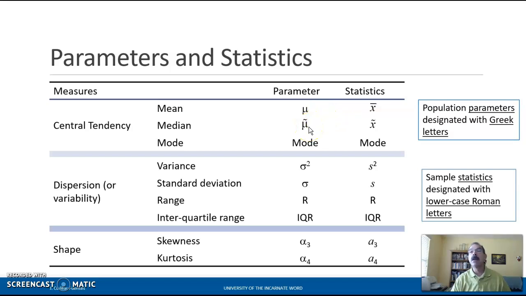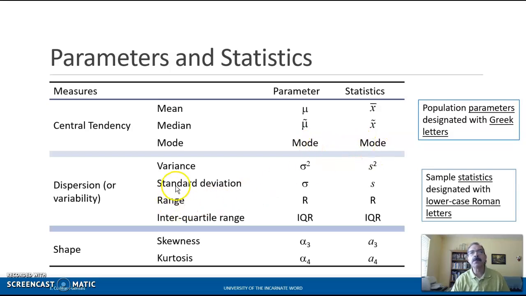So when you say the median is 25, I say, well, the median of what? Are you talking about the parameter or the statistic? So we're going to be very specific, and we're going to say, are we talking about the parameter or the statistic? And the symbol that we use will tell us exactly what we're working with. The mode is not common and is not used very often, so there is not a specific symbol for it. So I just put mode in both cases.